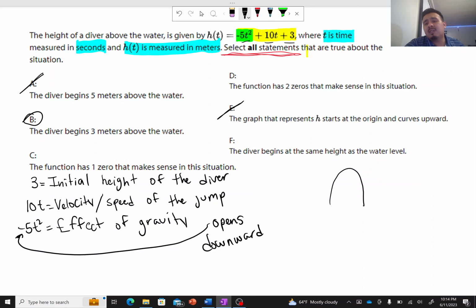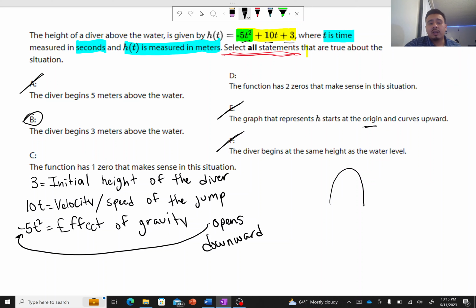And not only that, if it says that it starts at the origin, that means that the diver is starting at 0. But we know that the diver starts at a height of 3 meters. So that one, you can automatically cross off like twice. Let's look at F. The diver begins at the same height as the water level. Well, obviously, the height of the diver is 3 meters above the water. So that cannot be true. So that just leaves us with C and D.